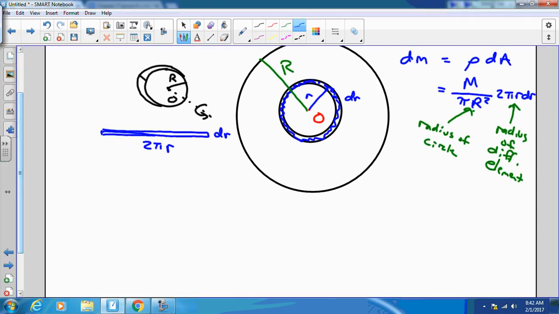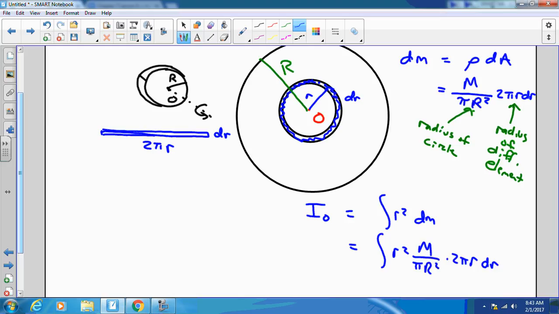So now I'm ready to set up the moment of inertia about O as the integral of r squared dm. And I can construct that as r squared times this whole expression: big M over pi big R squared times 2 pi little r is the dr. And my limits of integration are going to be from the very first radius, which is 0, out to the very last radius, which is big R.